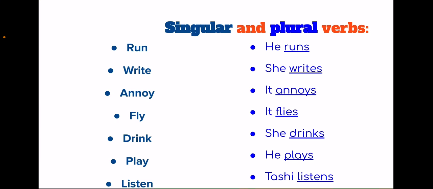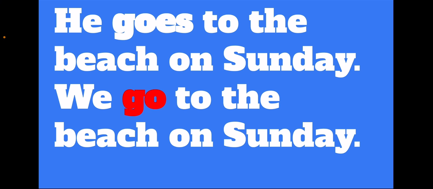For example, he runs in the ground. She writes an essay. It annoys her a lot. It flies in the sky. She drinks a lot of water. He plays table tennis. She listens to English song. So as you can see that whenever the subject is singular, he, she, it, the verb in present tense adds an S or ES or IES after it.